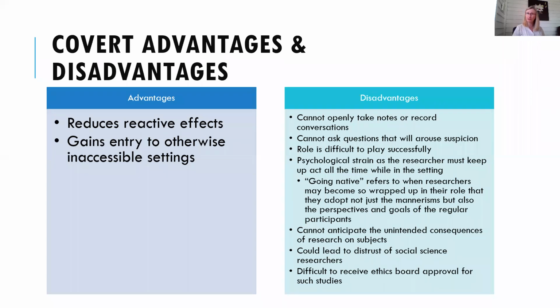Now, what if we go undercover? Are there advantages to doing this? Well, yes. If someone doesn't know that you're a researcher, we don't have the Hawthorne effect happening. There are no reactive effects, okay? So participants don't know they're being observed. It's more likely they'll act in the behavior that they always act in. We can also gain entry to otherwise inaccessible settings. If we don't say, oh, and by the way, I'm a researcher, people will let you in, whereas they might not have let you in if they knew you were going to research and take data. Now, disadvantages are quite big here.